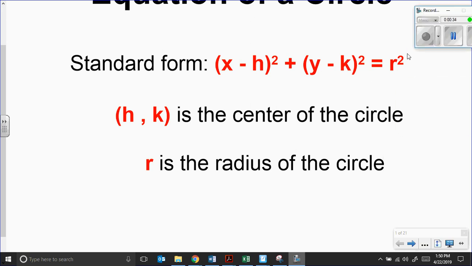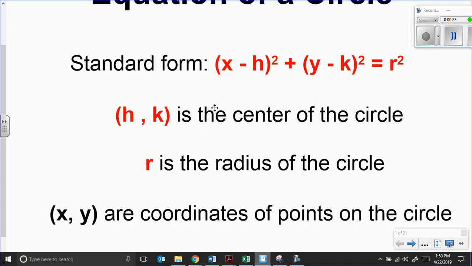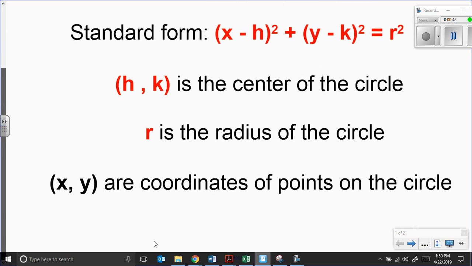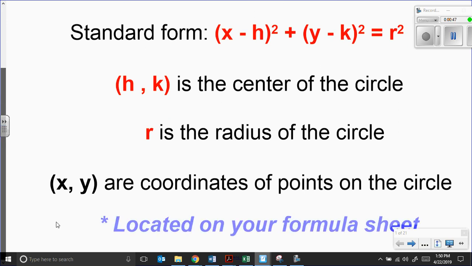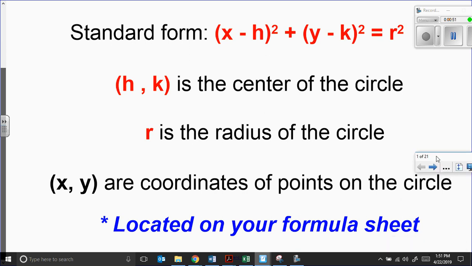In this equation, you always have to square the radius. And x, y are just coordinates of points on the circle. The good thing about this is the standard form of the equation of a circle is on your formula sheet, so this is not one you have to memorize. You just have to know what the pieces are and what to look for.